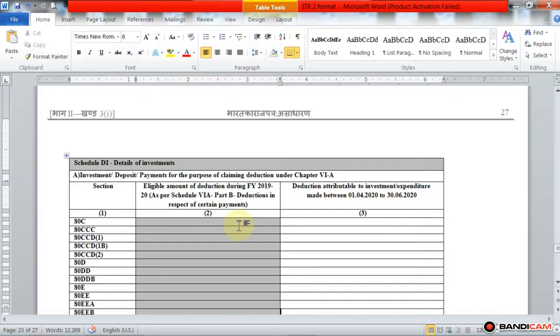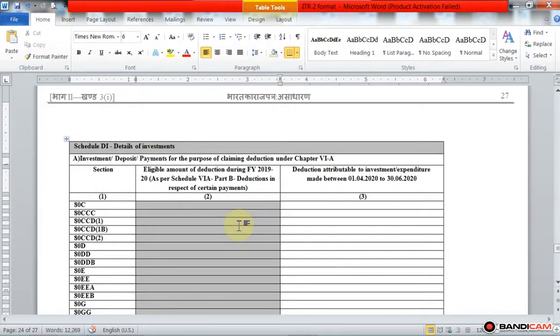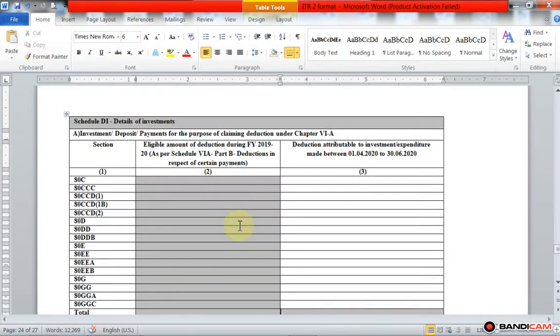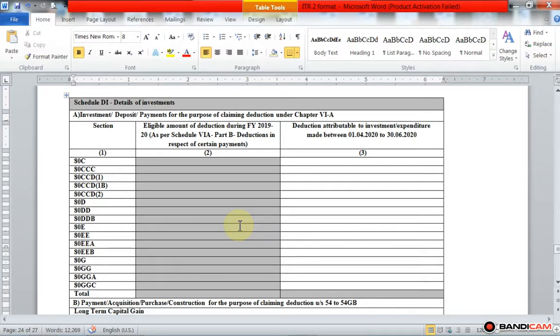Then schedule DI is details of investment. So details of investment we already discussed in ITR 1. Here the SSC will provide details of investment, that is income invested in section 80C to 80GGC. 80C means contribution, so income invested or contributed in section 80C, the SSC will furnish the information, fill the information here.